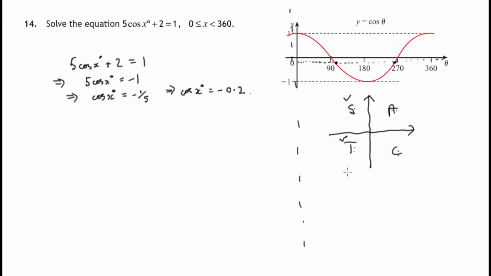Now the first thing to do is to state that. We'll say x is in second or third quadrants. And let's try and figure out, suppose it was just the cosine of x being 0.2. Suppose it was up here, and it was a straightforward first quadrant angle.